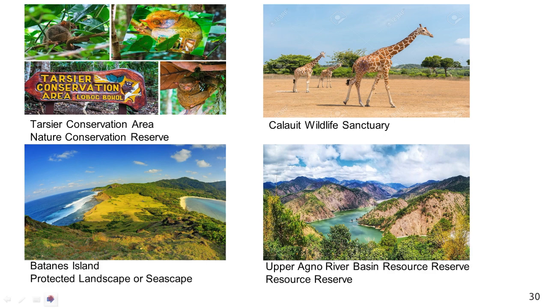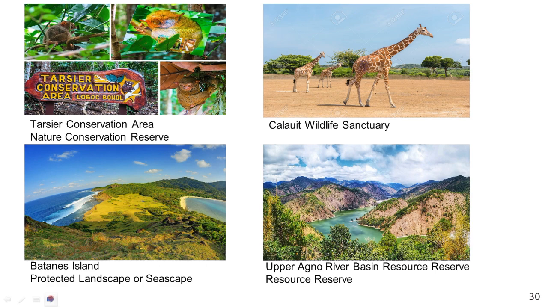So as you can see in the picture, at the upper left side is the Tarsier Conservation Area. So Tarsier Conservation Area, of course, from the word itself, andyan yung mga tarsier, kung makikita nyo. It has a 6 hectares tarsier viewing area in Loboc, Bohol. So the second one is the Wildlife Sanctuary.